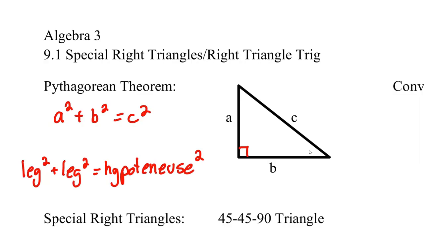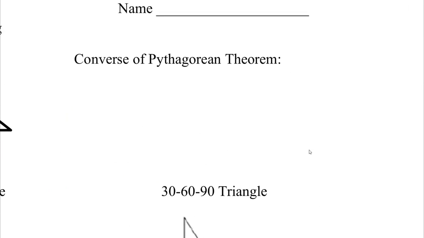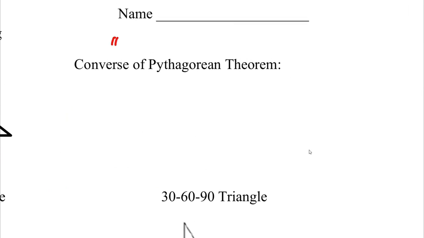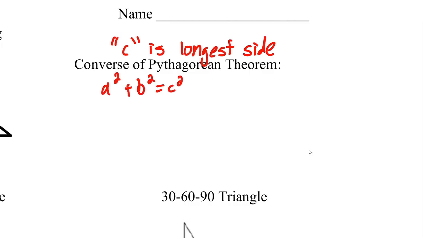Do we remember what legs are called? They're basically the smaller sides of a triangle. So this is a leg, and this is a leg, and then the hypotenuse is across from that right angle. Alrighty. So we also have the converse of the Pythagorean theorem. This is specifically when C is the longest side. What this converse says is if we get A squared plus B squared equals C squared, that means we have a right triangle.